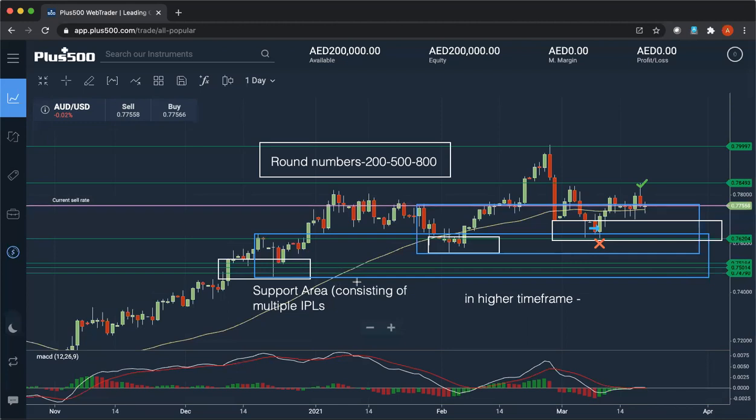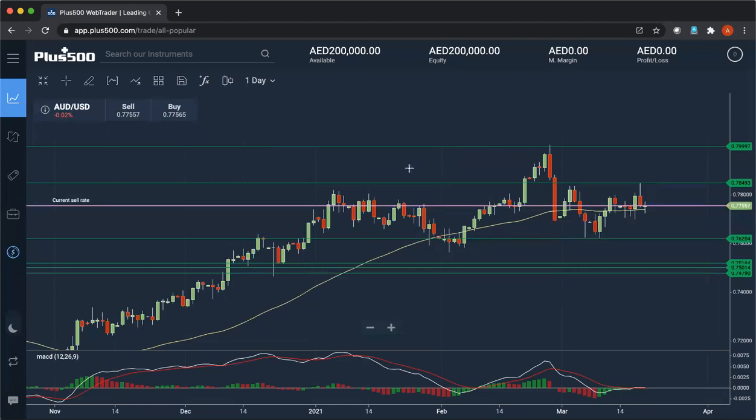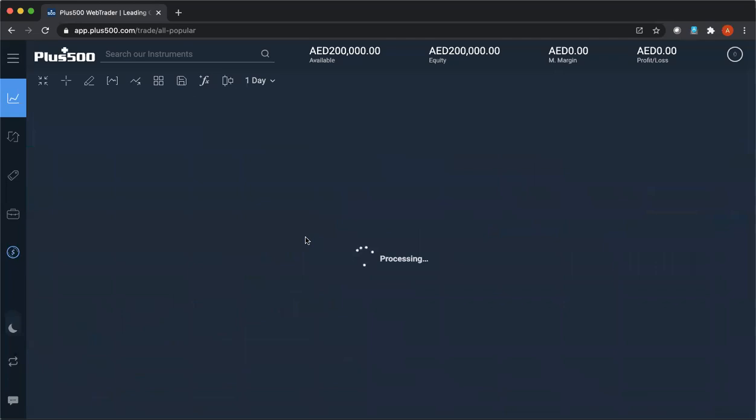But in the same chart, if I go to the lower time frame, which I'm going to do, on the same chart we go to the H4 now. So I'm going to clear this stuff, but I'm keeping the daily IPL. And then let me just move to the 4-hour chart.